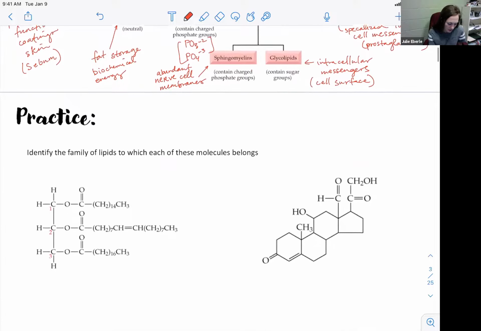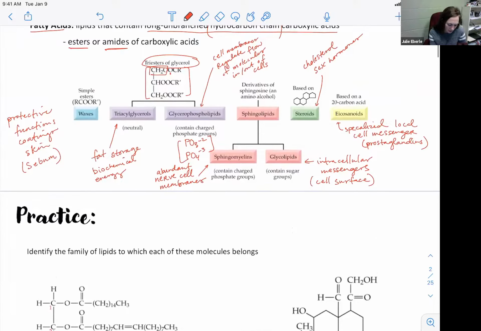So considering what we just talked about, by the way, I want to draw out one really, really, really important molecule. I want to draw out glycerol.